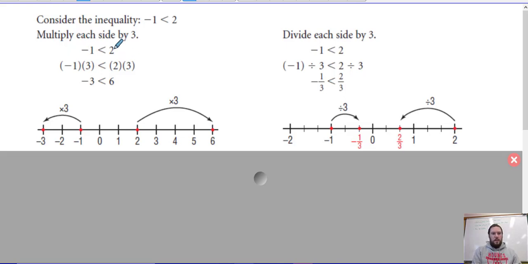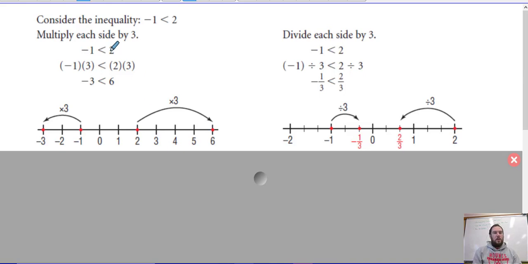Negative 1 is less than 2. I think we're all okay with that. We should all understand that idea. And again, why is that? Well, negative 1 is to the left of 2 on the number line. And if I took that and multiplied it by 3, multiplying negative 1 by 3 simply makes it more negative. It brings it further to the left, and multiplying 2 by 3 just brings it further to the right.